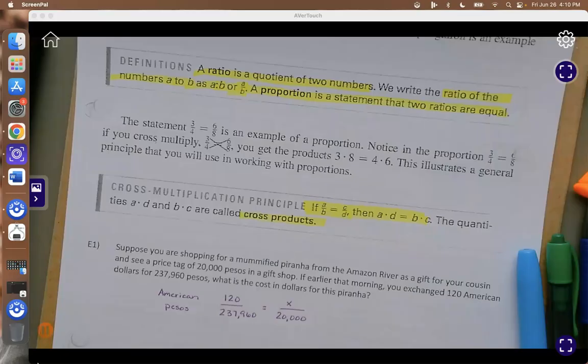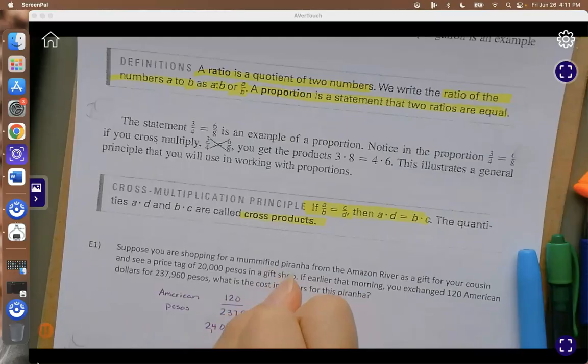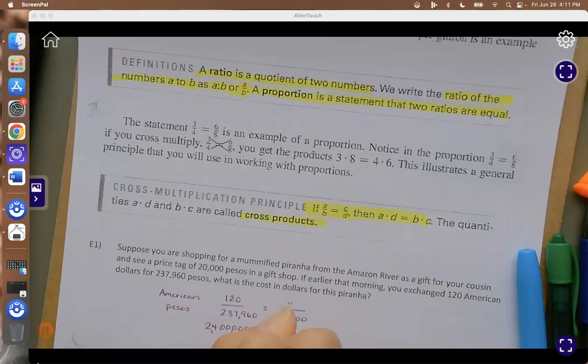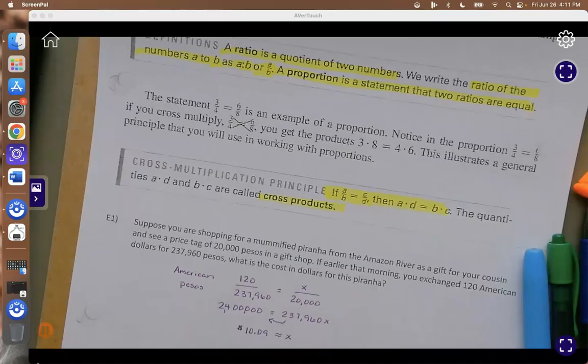Okay, so we cross multiply 120 times 20,000. It's 2,400,000. So 2,400,000 equals 237,960x. Of course, we're going to divide this, and when we do that, we keep two decimal places because this is money, and it's going to cost you about $10.09 for that mummified piranha. Okay, so easy peasy, right?